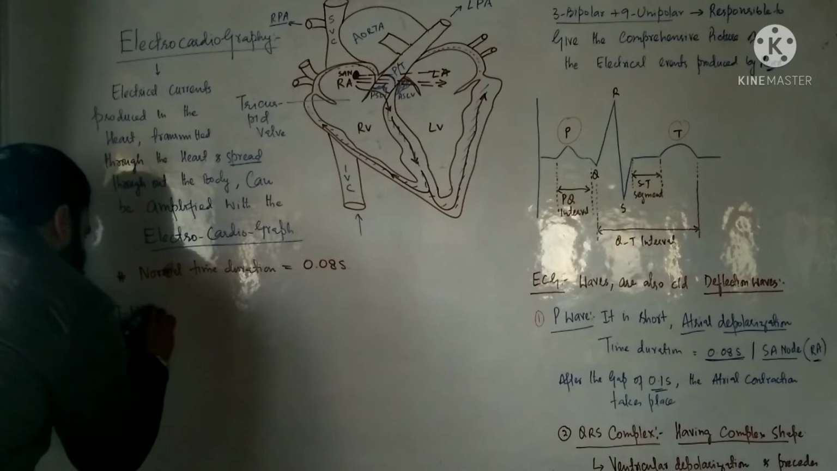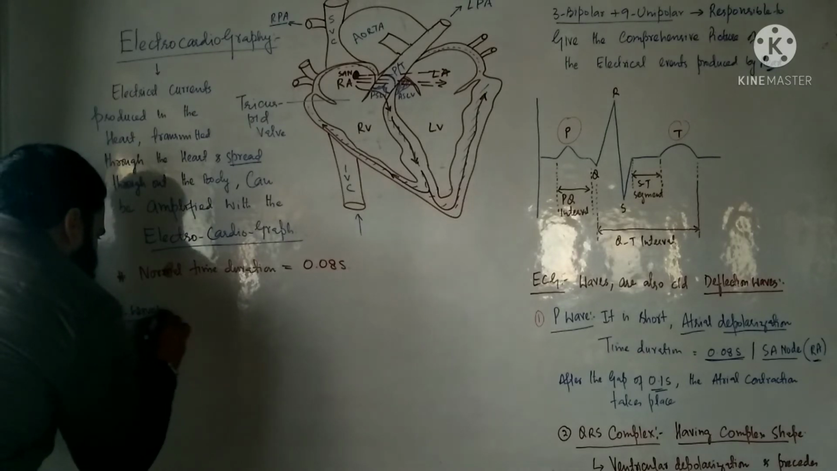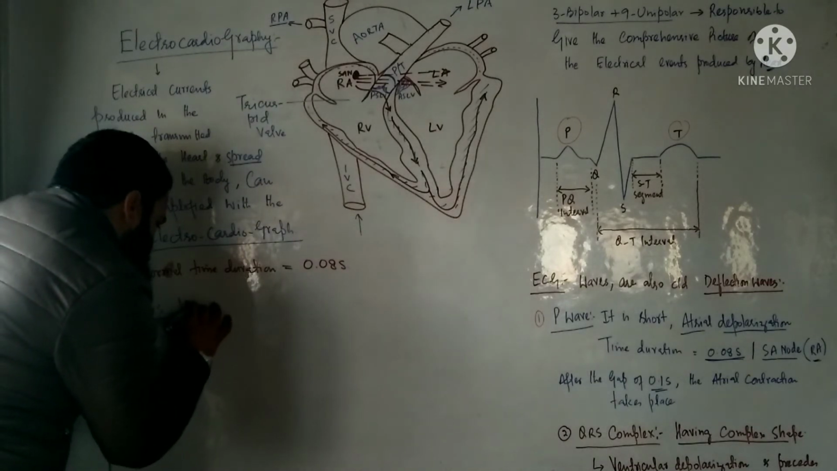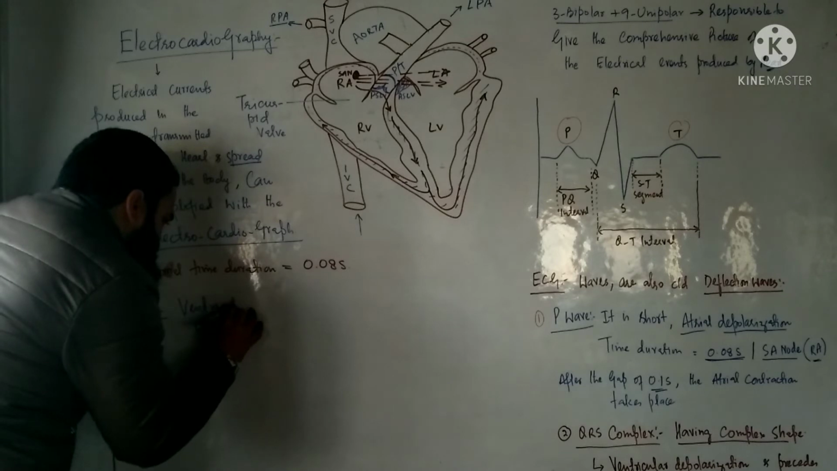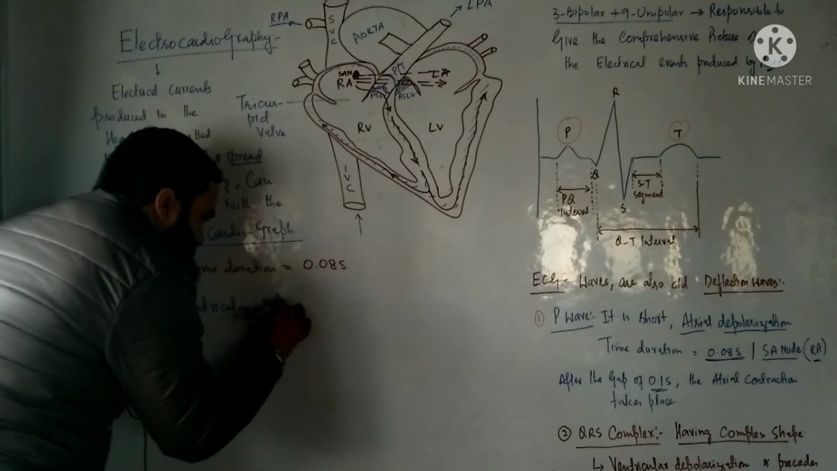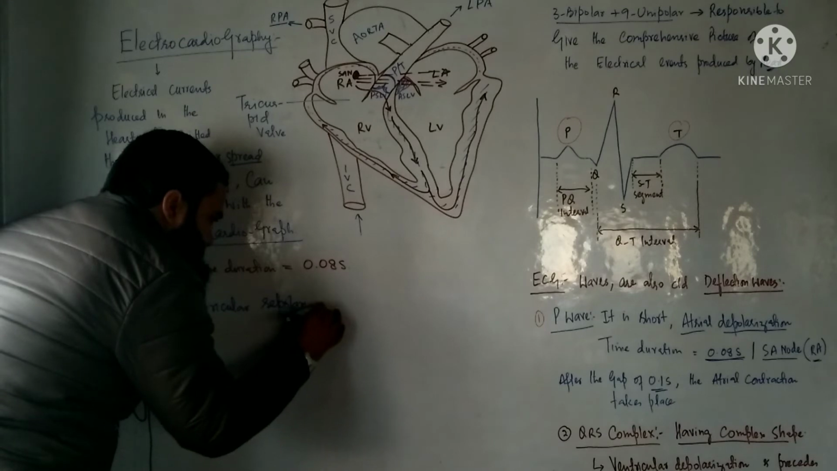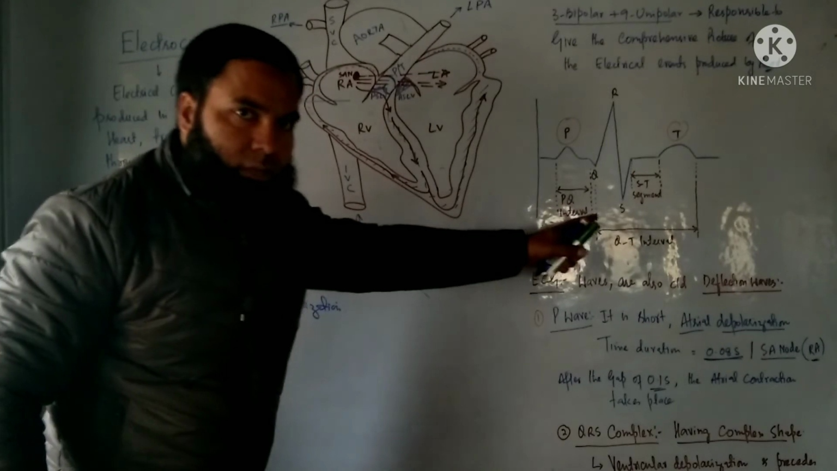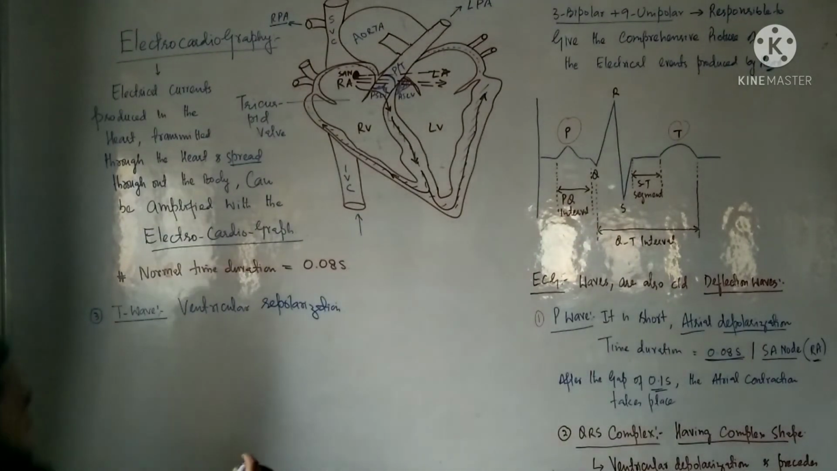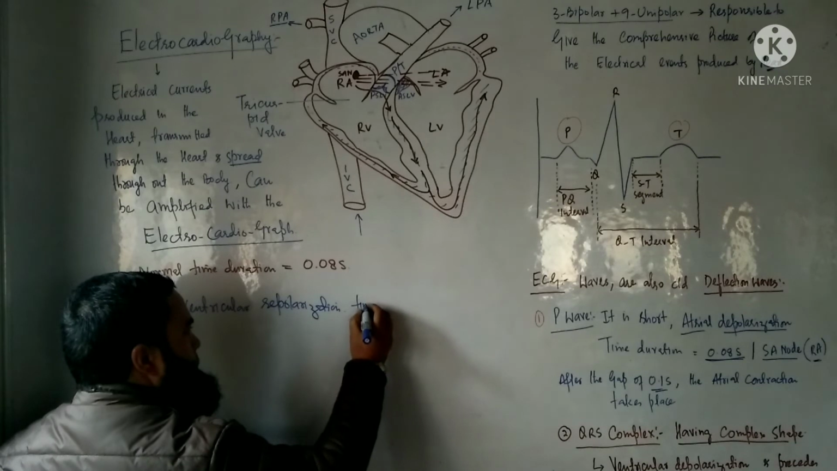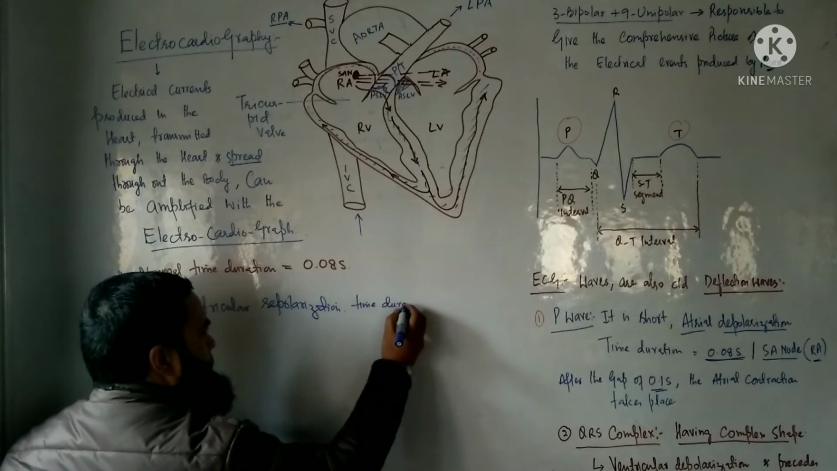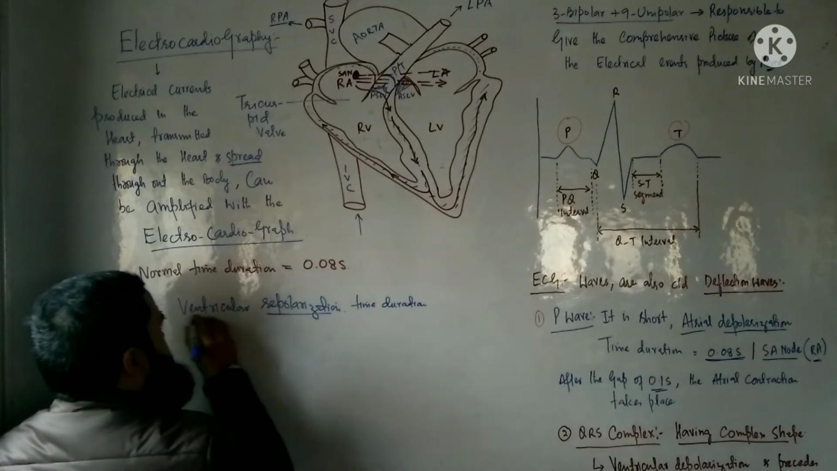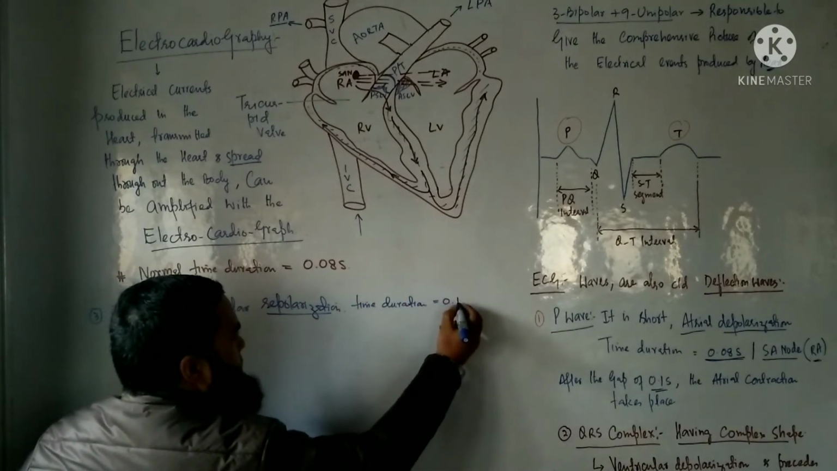T wave is called the ventricular repolarization. It is called the ventricular repolarization, and the time duration for ventricular repolarization is 0.16 seconds.